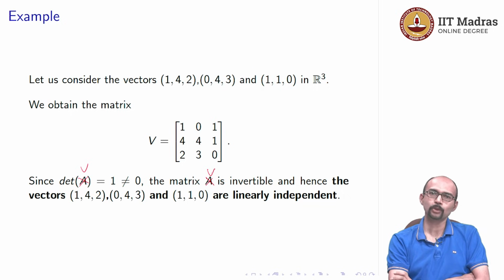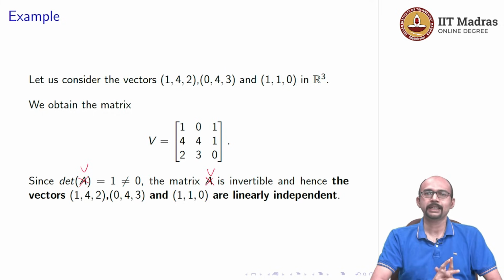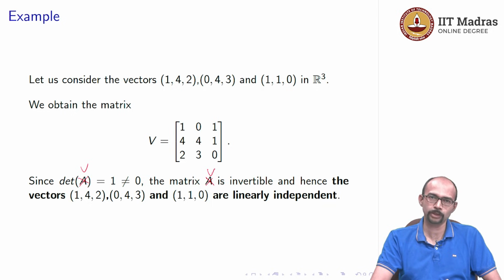Okay. And then you look at the system of linear equations Vx equals 0, and this is a homogeneous system. If it has a non-trivial solution, meaning if there is a solution where x is not 0, then the set of vectors is linearly dependent. If the only possible solution is the trivial solution, namely x is 0, then the set of vectors v1, v2, ..., vn is linearly independent.